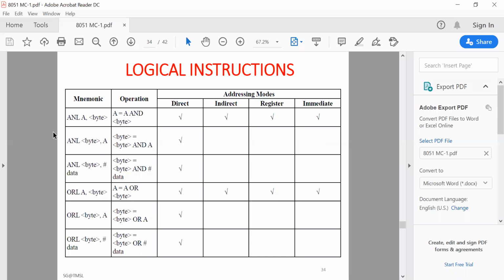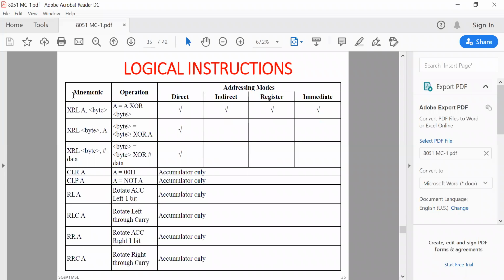And then go to the next instruction type, the logical instructions, which are available for AND operation like ANL, and OR operation, ORL, and XOR operation, XRL. To clear the accumulator it has CLR A, which means the accumulator gets cleared, it will be 00. And for complement purpose there is CPL A for complement, A equals NOT A. So if this is 00, this will be FF after complementing it.